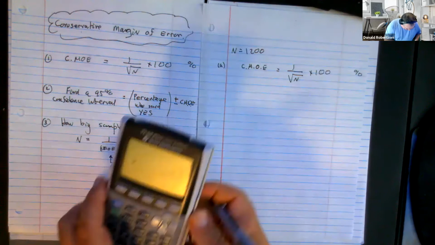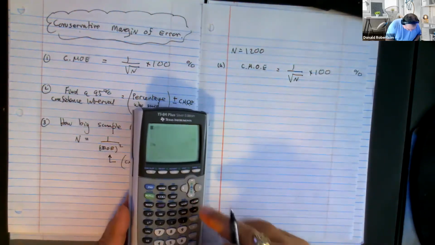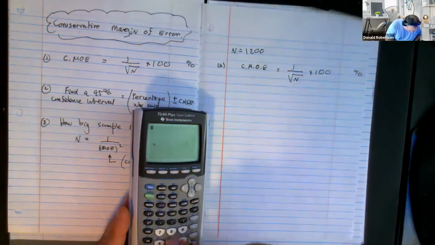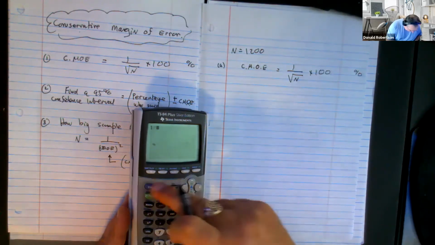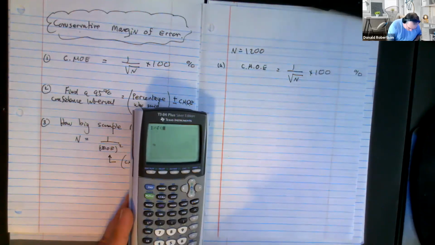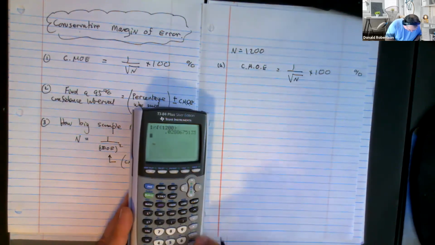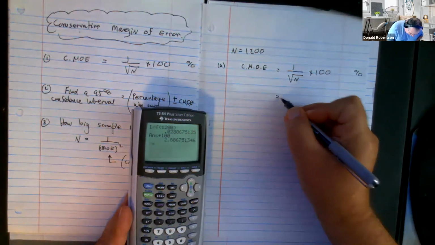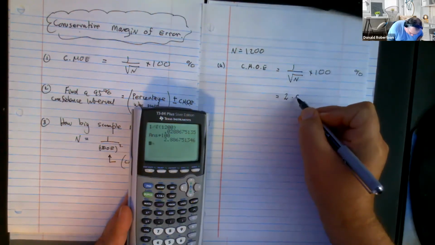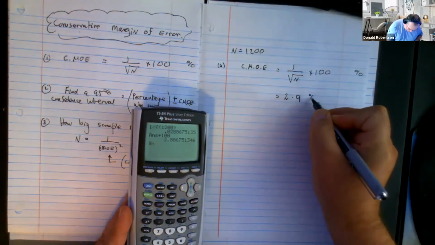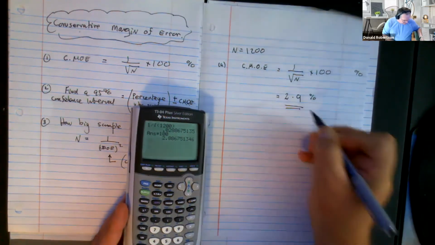So you go to your calculator, and you do 1 divided by the square root of 1,200. Multiply that by 100, and the answer I get is 2.9. If I round it off to 1 decimal place, the answer is 2.9%.